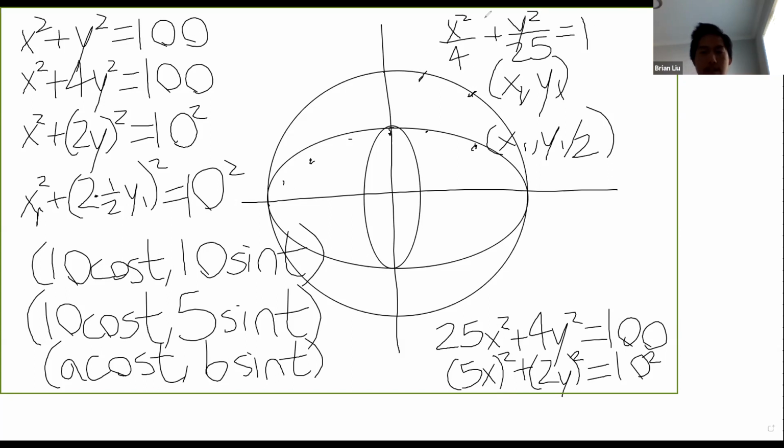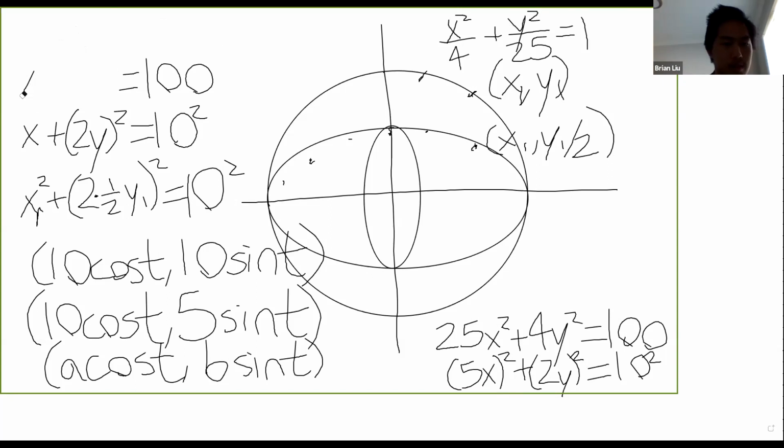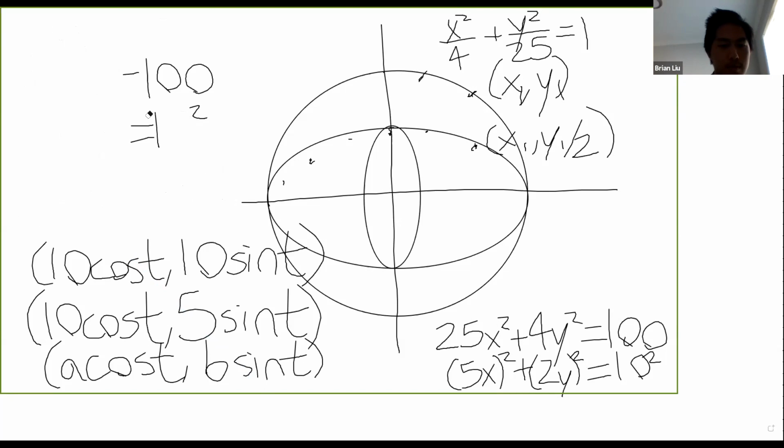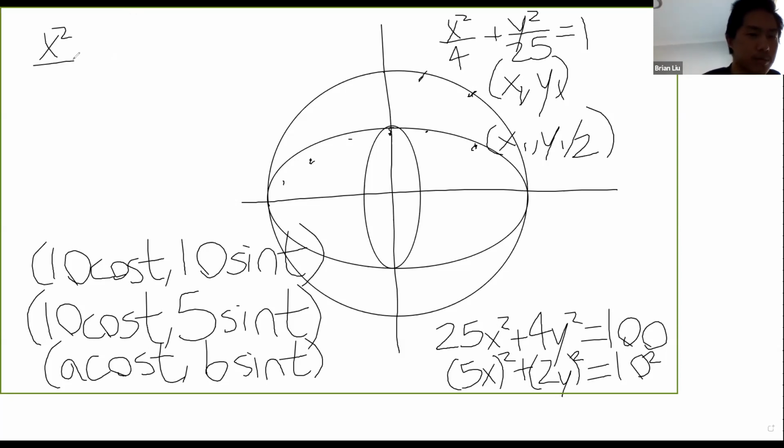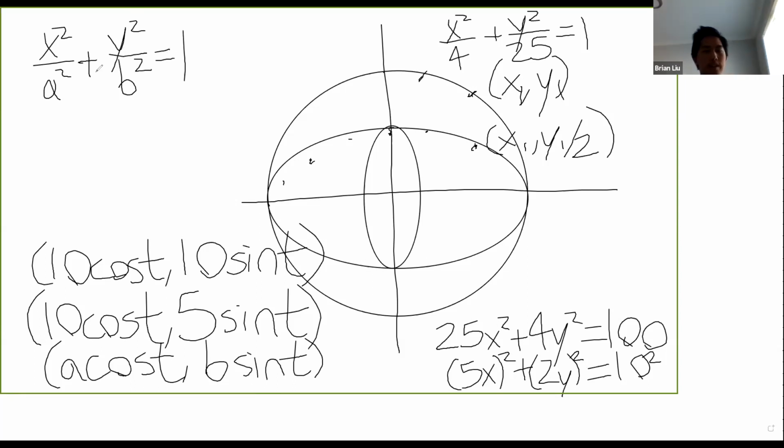And so we have something of this form, which in general, if we write it on the left, is x squared divided by a squared plus y squared divided by b squared equals 1. Right? And this equation right here corresponds with this parametric equation here. They give the same ellipse.